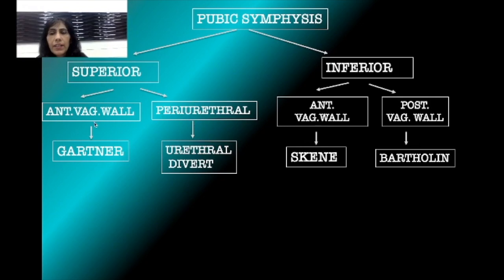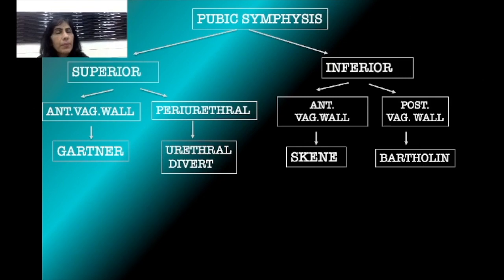In the anterior vaginal wall, it is Gartner cyst. Periurethral, it is urethral diverticulum. If the lesion is inferior to the pubic symphysis, whether it is anterior or posterior: in the anterior vaginal wall, which means it will be more towards the urethra, closer to the bladder, then it is a Skene gland cyst. And if it is on the posterior side, more towards the rectal side, then it is a Bartholin gland cyst. Right, so this can help you differentiate between the different vaginal cystic lesions.